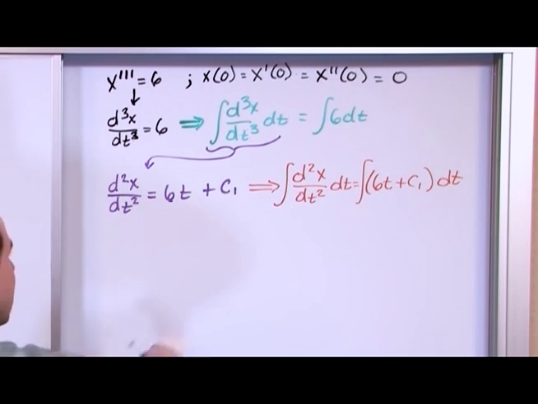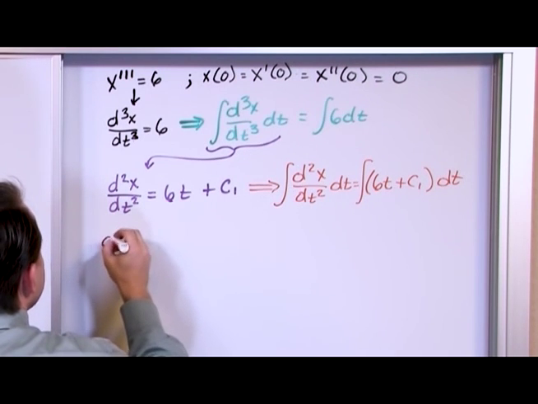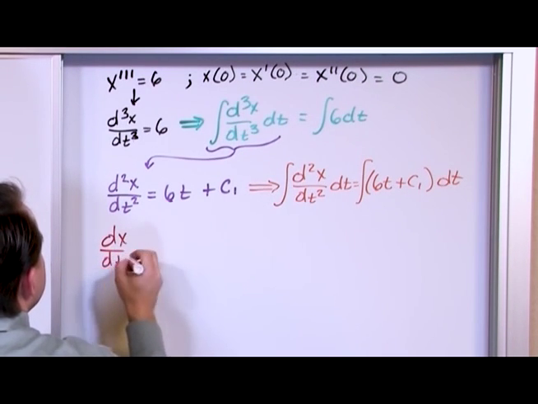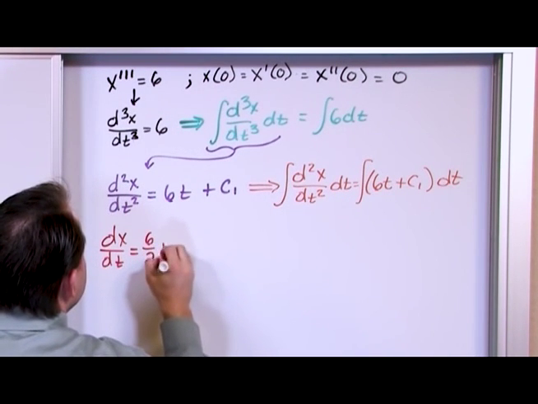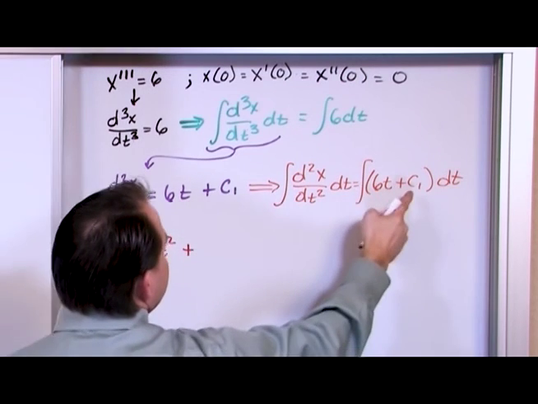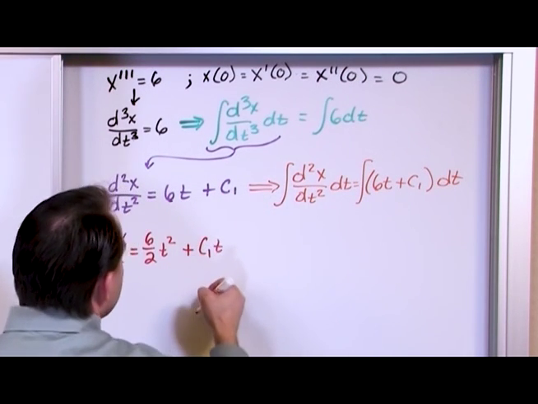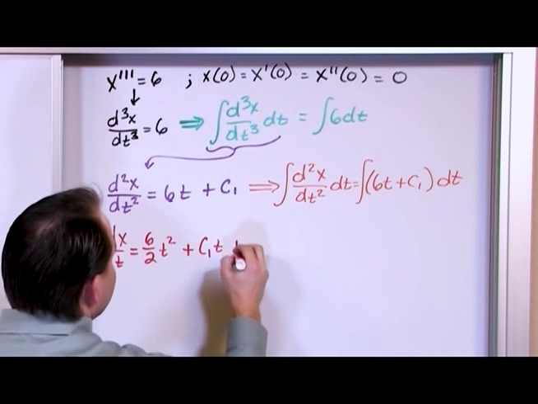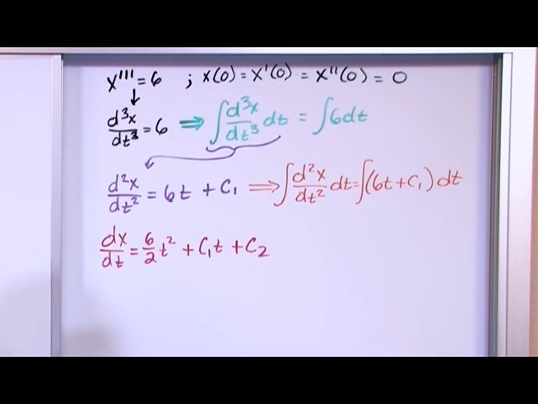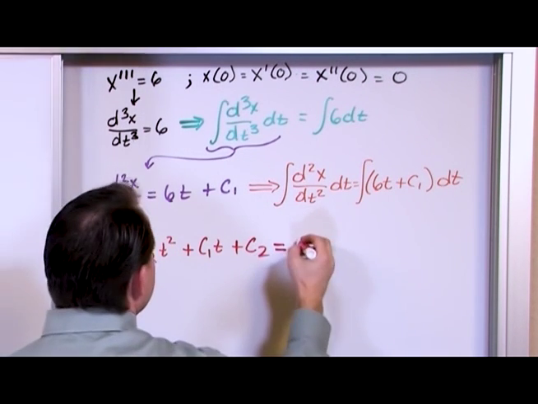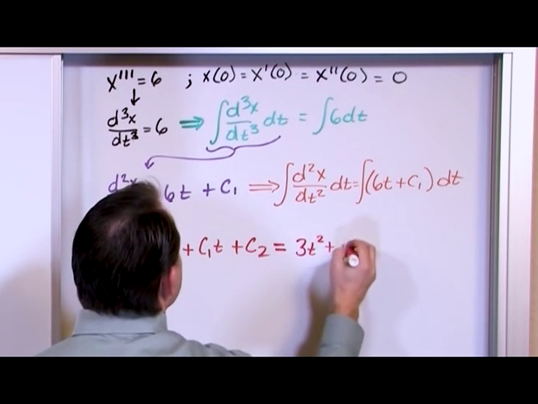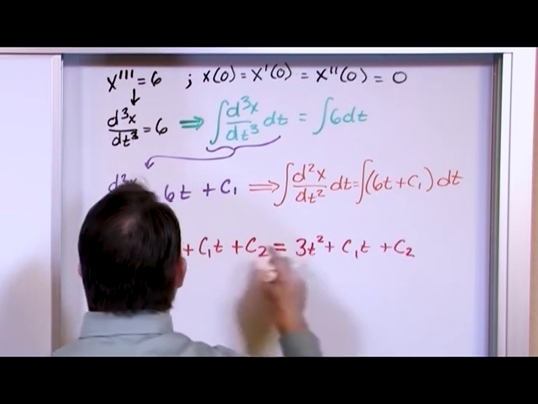So we're integrating it, and when we do this, we write down what we have here. On the left-hand side, we're just going to get back the first derivative, dx dt, is equal to, and on the right-hand side, we're going to integrate this, so it's going to be 6 over 2 t squared plus c1 times time, and so we're done with that, so we're going to have another constant, c2, just a basic integral of a polynomial. So we'll have 6 over 2 t squared plus c1t plus c2. All right, and doing a little simplification, this is going to be equal to 3t squared plus c1t plus c2, and that is the first derivative.